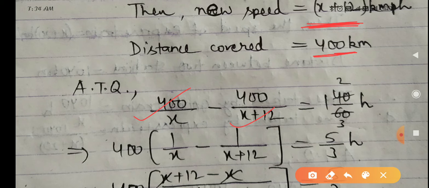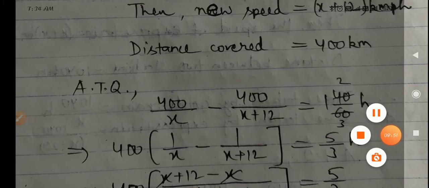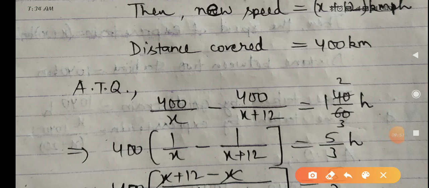The difference between these times is given as 1 hour 40 minutes. I have converted this total time into hours, so 1 whole 40 upon 60 hours, because to convert minutes into hours you divide minutes by 60. So 400 upon x minus 400 upon x plus 12 is equal to 1 whole 40 upon 60 hours.